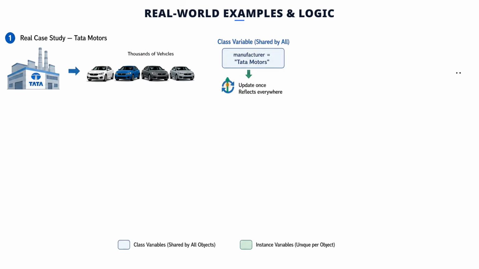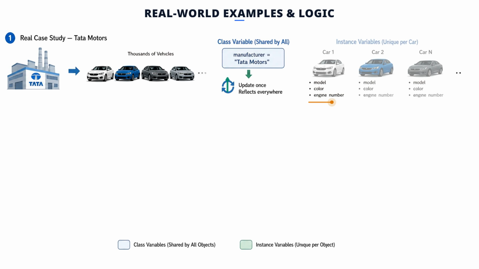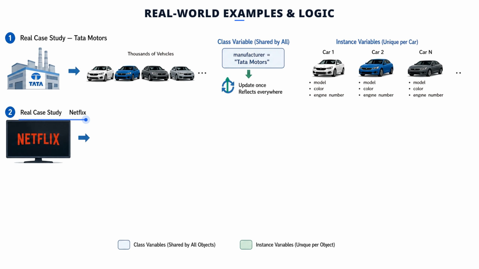There is no need to manually update 10,000 individual records. However, each car must maintain its own identity. The model, the specific color, and the unique engine number are kept as instance variables because they differ from one car to the next. Netflix applies this same logic to manage millions of global users.